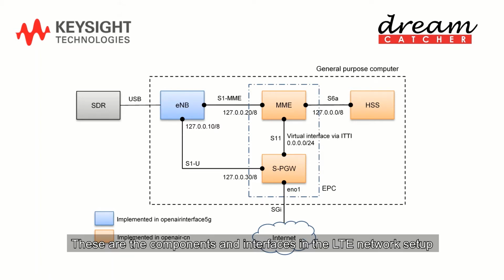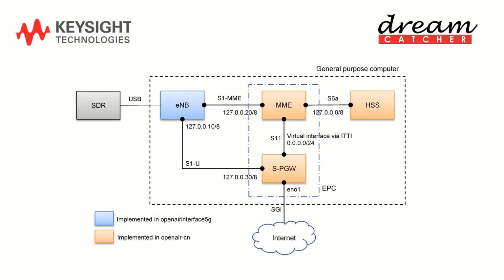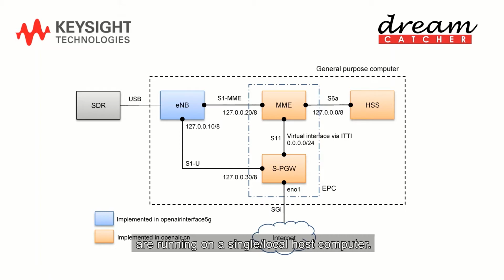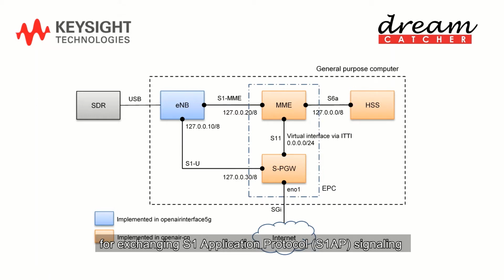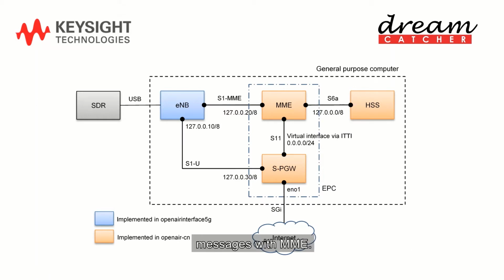These are the components and interfaces in the LTE network setup in this lab exercise. The eNodeB and MME, SPGW, HSS are running on a single local host computer. The eNodeB has two interfaces to MME and SPGW. The S1-MME interface is the control interface for exchanging S1 application protocol signaling messages with MME. S1-U is the data plane interface for data packets.